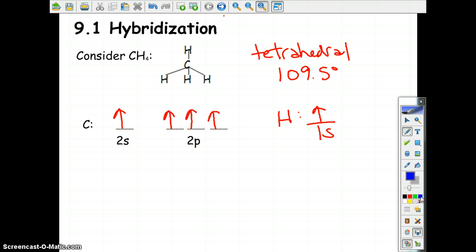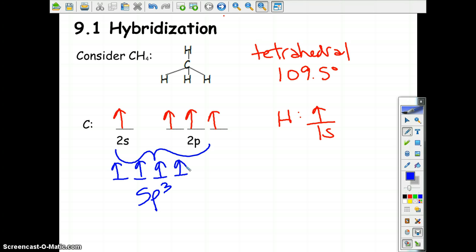What does it mean for something to be a hybrid? What's a hybrid car? Gas and electric. What does it mean to be a hybrid? A mixture of both. A mixture, right? So we mix these orbitals together to form a set of 4 sp3 hybridized orbitals, each with 1 electron, and they're all the same.